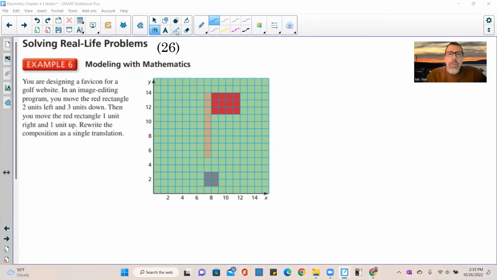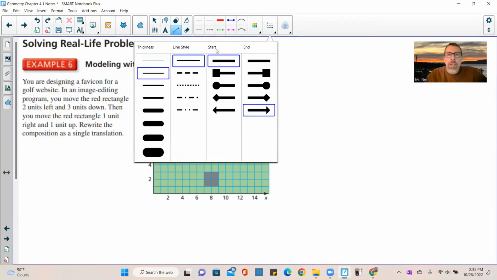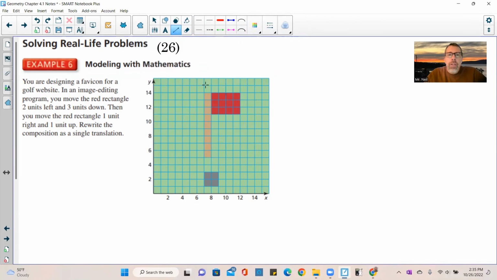So I'm going to show this in the diagram with my vectors. So I'm going to get a vector and I'm going to leave it black. And I'm going to start at this corner right here. And what it says to do is go 2 units left and 3 units down. All right. So then I'm going to just copy this and do 3 more and put them at each vertex of the red flag. So there's 1.